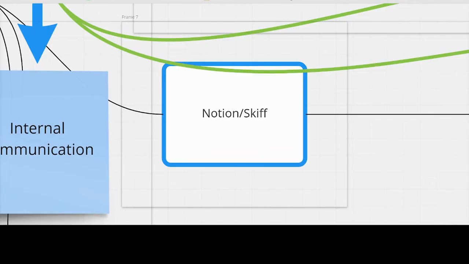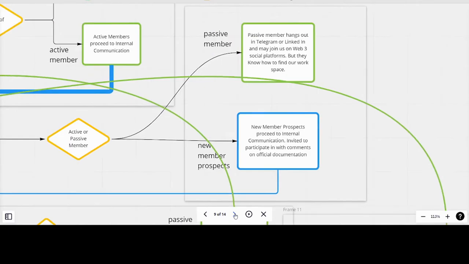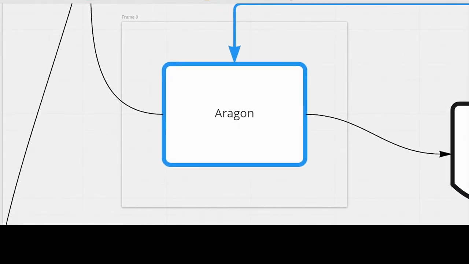When you first come into our internal communication, you'll get directed from Telegram to our Notion or Skiff page. There you will find the information on how to become an active member or new member prospect into the DAO, or maybe just more information on how to get involved with our socials. If you choose to proceed into the depths of our DAO, you will make your way to the Aragon client, and we will make sure that you know how to use MetaMask, install additional networks to your MetaMask, and even find some test tokens on the Harmony testnet.